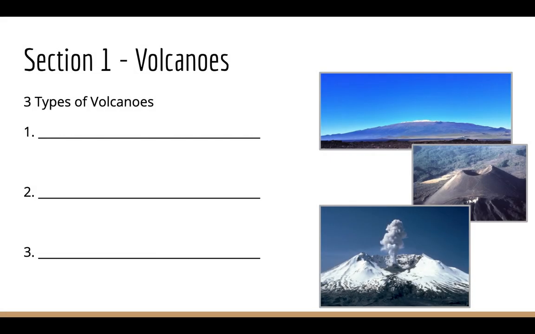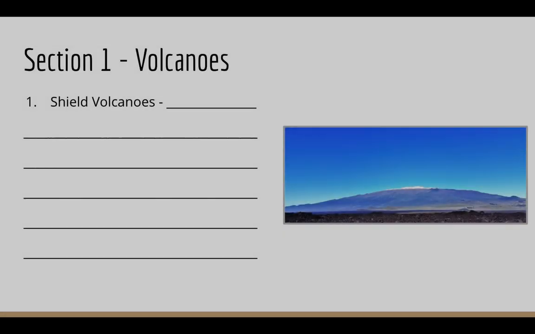We have three types of volcanoes, and those are featured over on the right-hand side. These serve as good examples of each. First, we have shield volcano. Next, we have cinder cone volcanoes. And then finally, we have our composite volcanoes. So we're going to break down each in detail, talk about some of the similarities and differences between them.